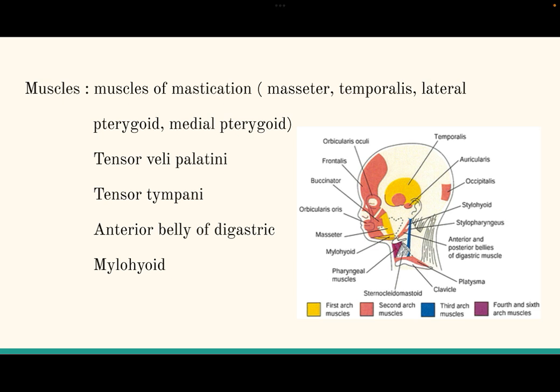Muscles. Muscles of the first arch are the muscles of mastication, such as masseter, temporalis, lateral pterygoid, and medial pterygoid. It also gives rise to tensor veli palatini, tensor tympani, anterior belly of digastric, and the mylohyoid.